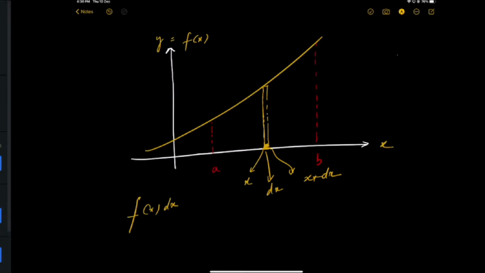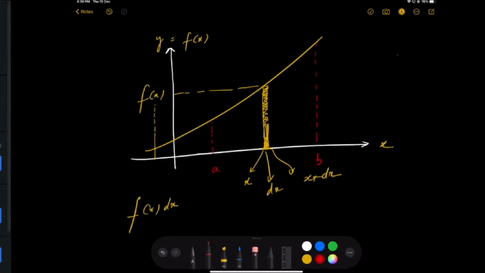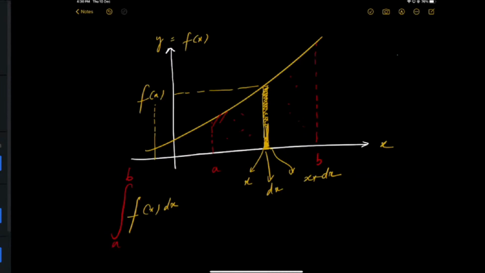So dx is the breadth and the length is f of x. So f of x dx is this yellow area, correct? And I put summation of all such areas between a and b to get all the area, this area. Fine, not a problem.